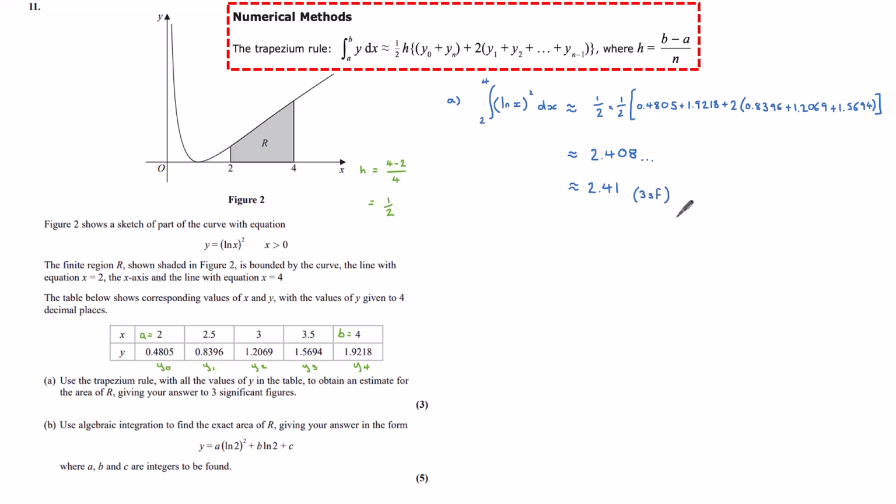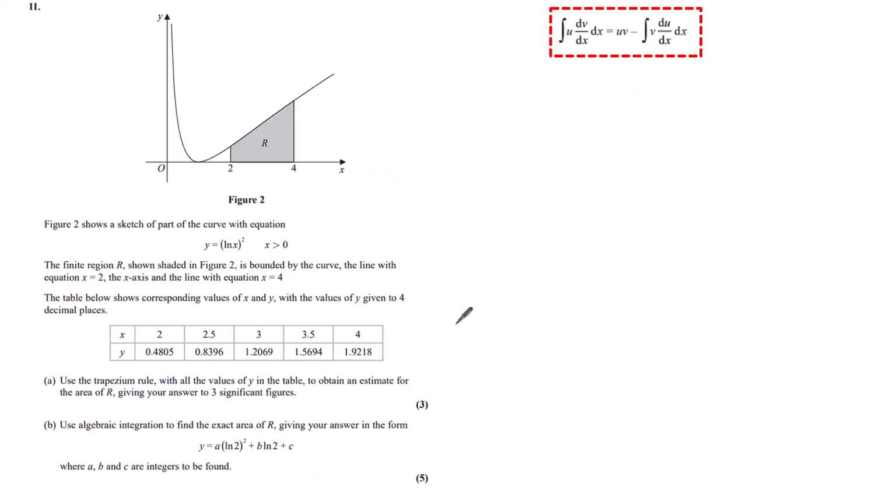Part B, use algebraic integration to find the exact area of R, giving your answer in the form a (ln 2) all squared plus b ln 2 plus c, where a, b and c are integers to be found. Well, for this question, again looking in our formula booklet, we are going to be using our integration by parts. We are starting with our integral of (ln x) squared.